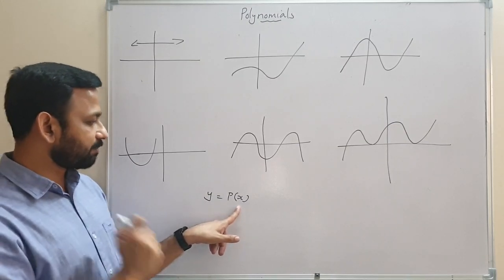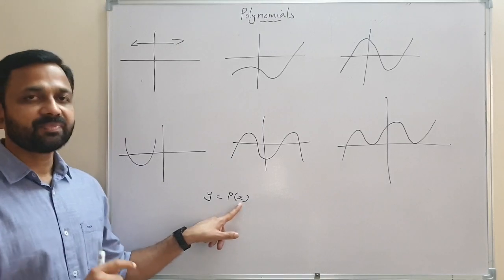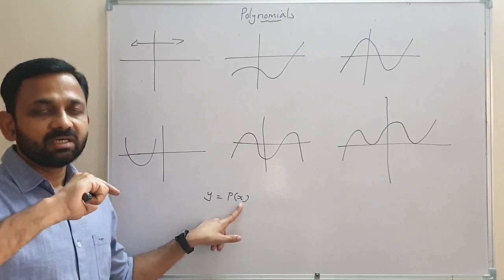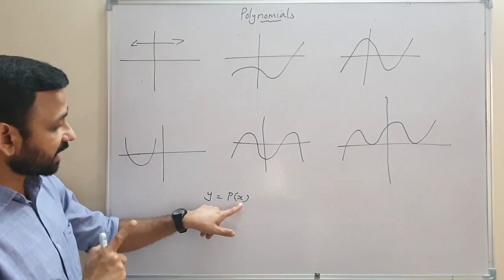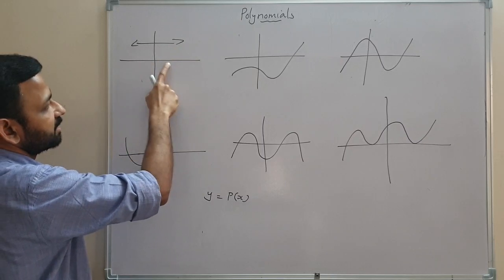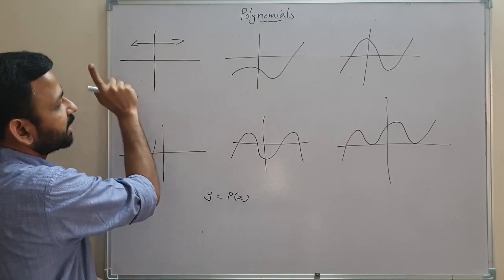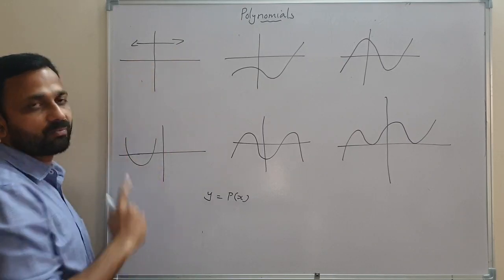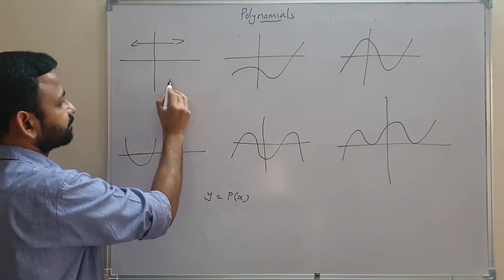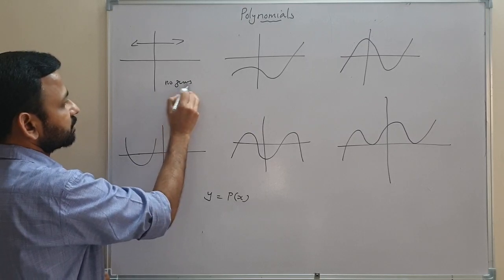When we find the number of zeros, if the variable is x, then we need to find how many times the graph intersects the x-axis. So here the graph is not intersecting the x-axis. So the number of zeros here is 0. That means no zeros.